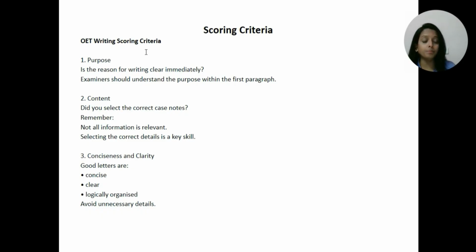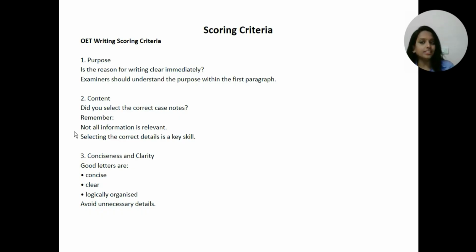The examiner should understand the purpose within the first paragraph, okay? And the next comes the content, whether you have selected the correct, relevant case notes. Not all the information given in the case notes is relevant, right? Based on the receiver's end, you need to understand and pick up the case notes which are very appropriate to the receiver's end, not everything. So, selecting the correct details is a key skill.